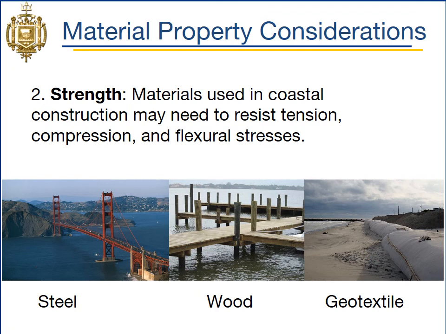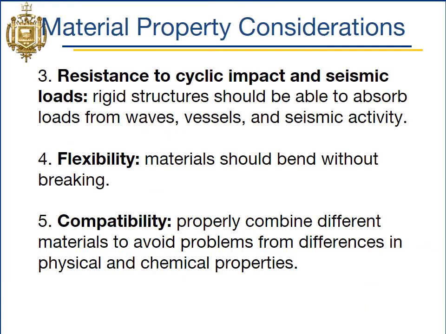Strength is a material property that needs to be given great consideration and is basically just the amount of stress that a material can withstand prior to breaking. Near the coast, it's important for materials to be able to resist cyclic and seismic loads due to the cyclic nature of waves and the likelihood that a coastline is near an earthquake fault line.